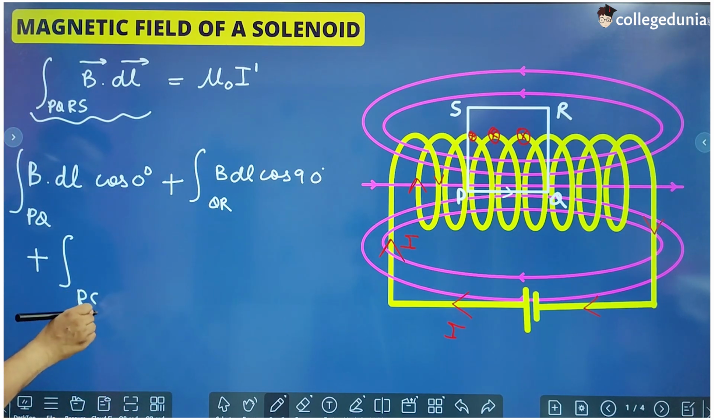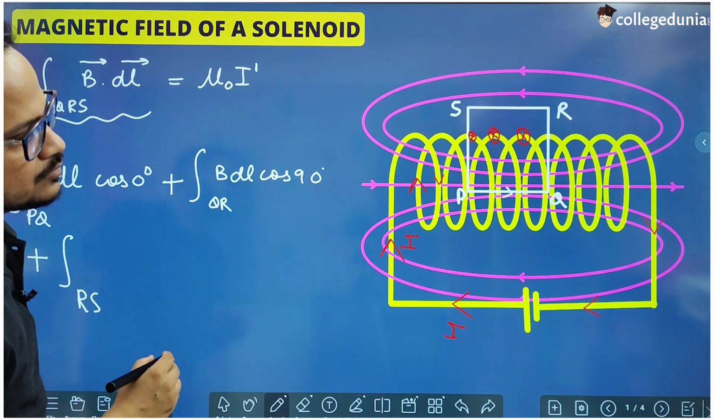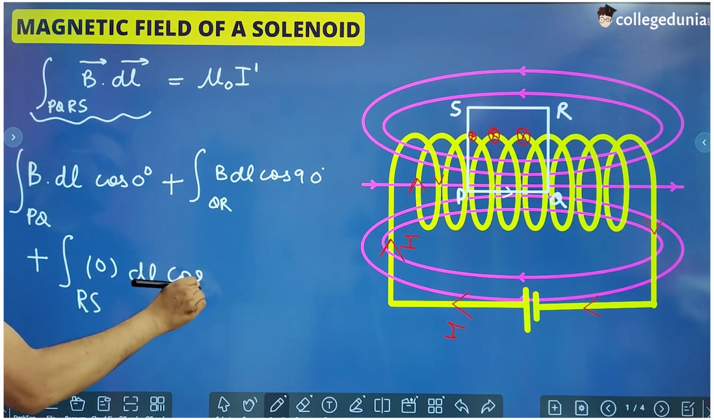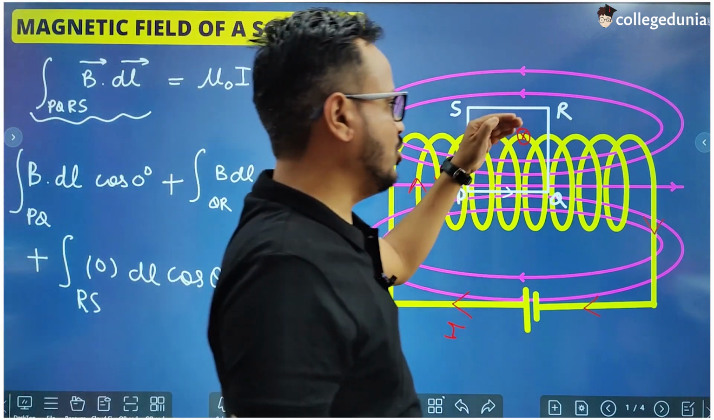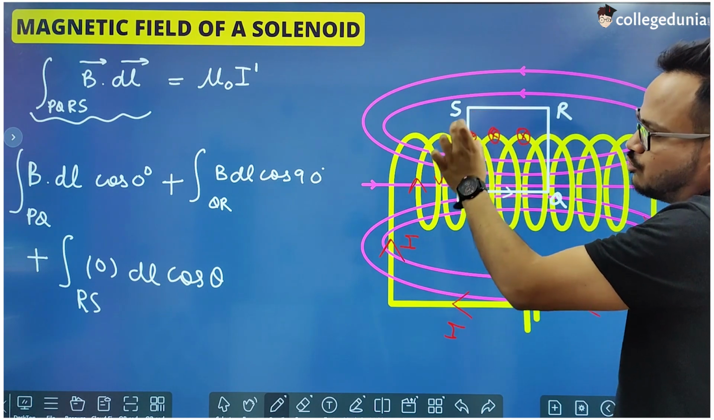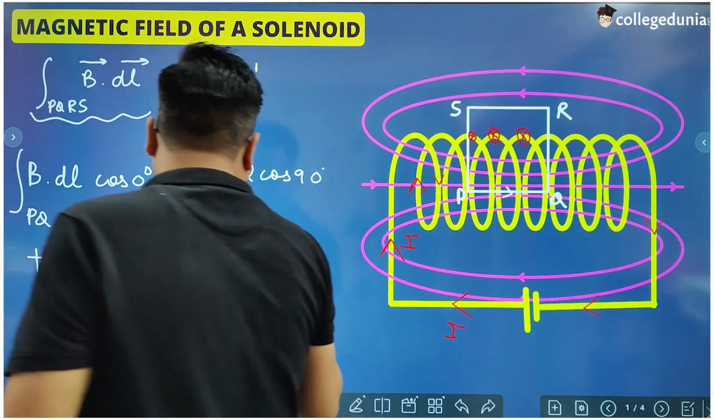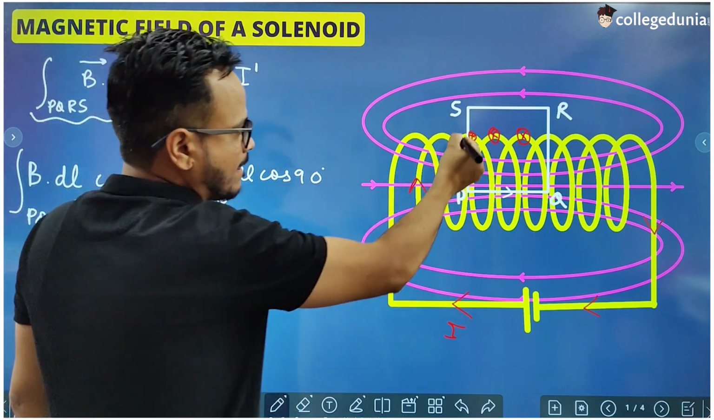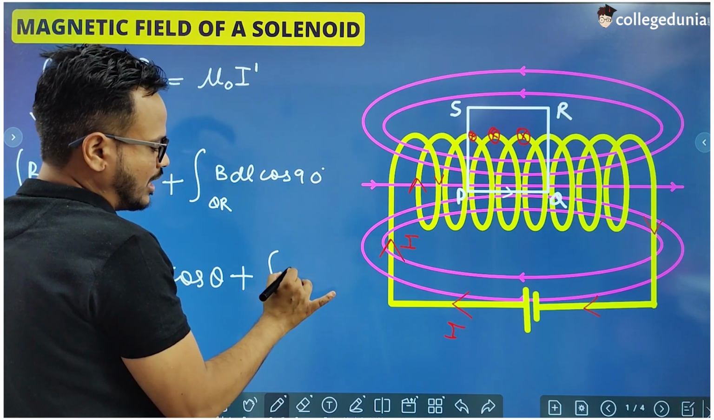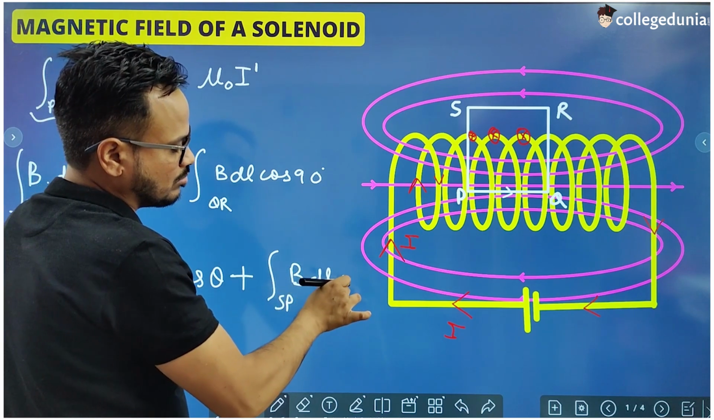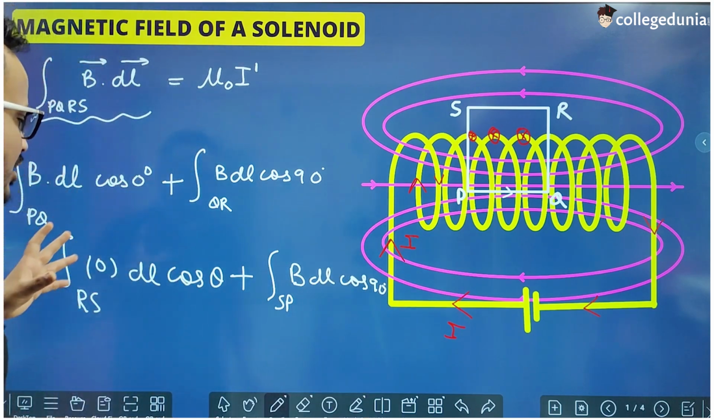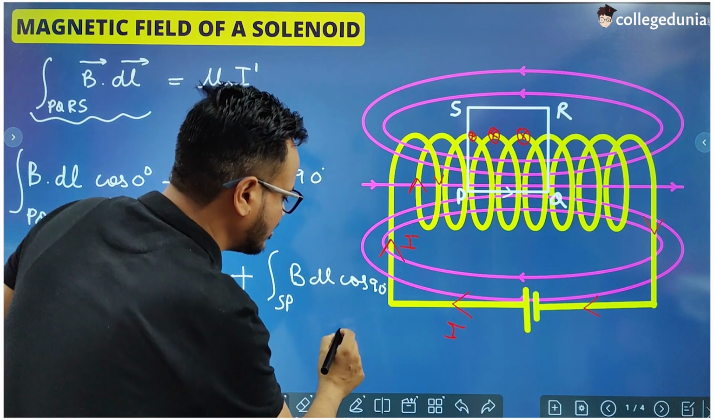RS, zero dl cos theta. Outside the solenoid, the magnetic field vanishes, right? Just outside the solenoid, the magnetic field vanishes. So we can write that B is equal to 0 for this particular side. And for the side SP, again the angle is 90 degree, right? And cos 90 is 0.